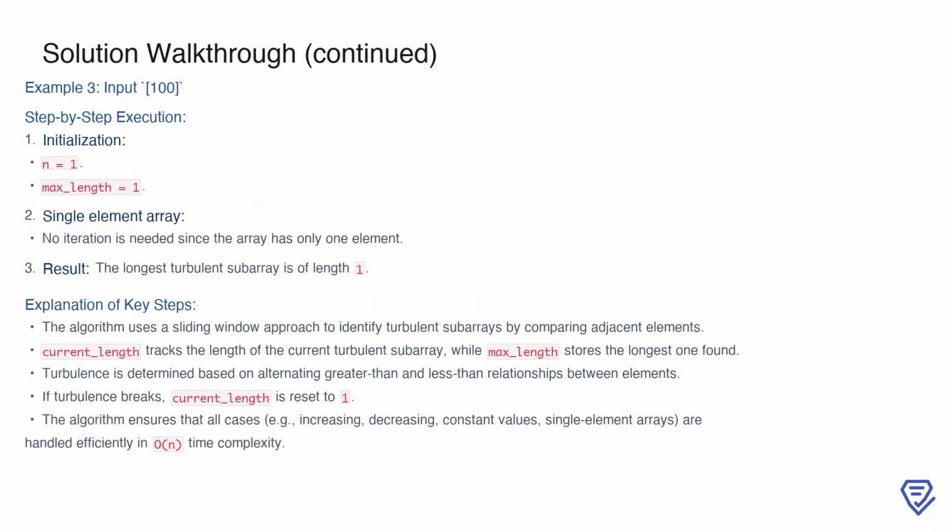For the final example, the input array is [100]. Here, the length of the array is n equals 1, and we initialize max_length to 1. Since the array contains only one element, no iteration is needed. By definition, a single element array is considered to have a turbulent subarray of length 1.